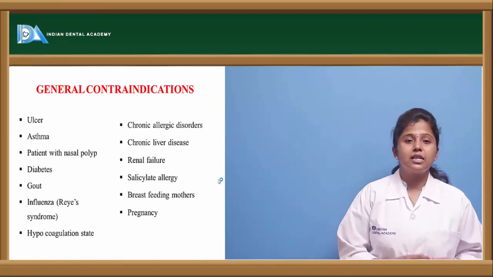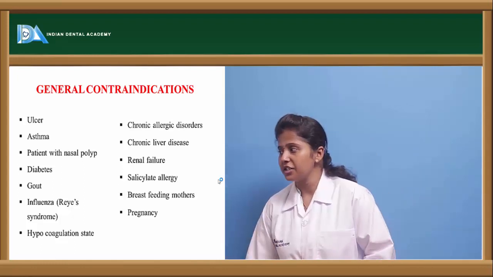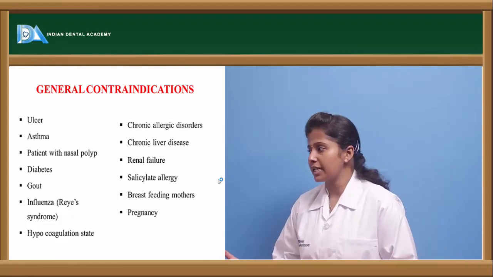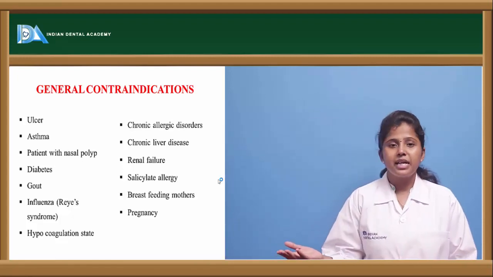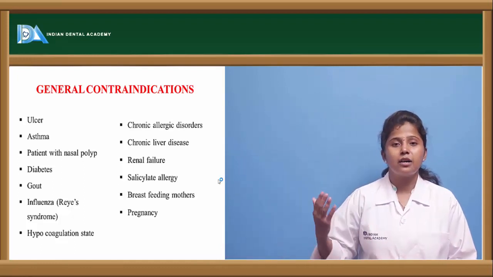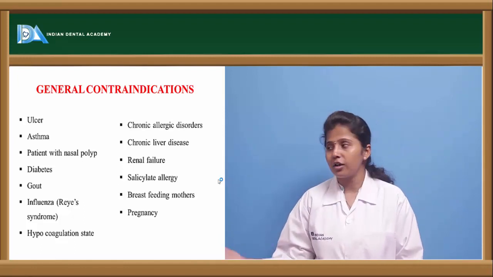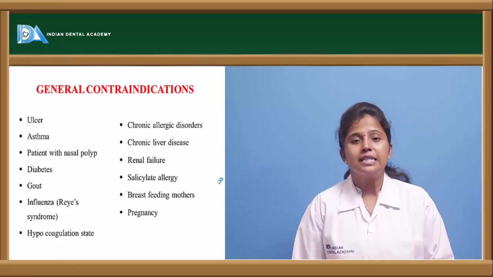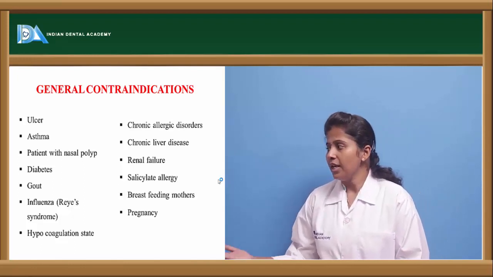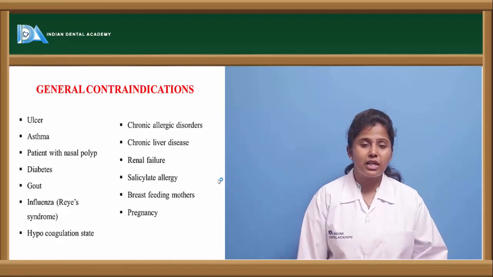So what are the general contraindications of these NSAIDs? These NSAIDs are contraindicated in ulcer conditions, asthma, patients suffering with nasal polyp, that is if there is any inflammation in the nasal cavity, diabetes, gout, influenza, and hypocoagulation state, where the capacity of coagulation in the body is lowered, and in chronic allergic conditions, chronic liver disease, renal failure, salicylate allergy, because paracetamol can cause salicylate poisoning, breastfeeding mothers as well as pregnancy. So in all these categories, these NSAIDs are strictly contraindicated.